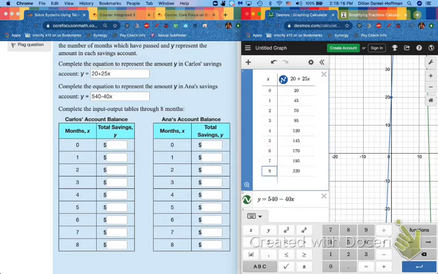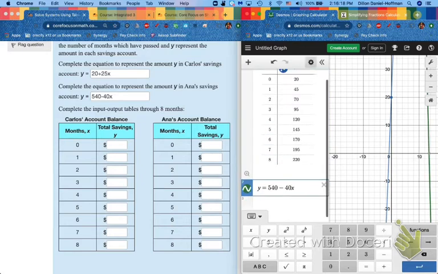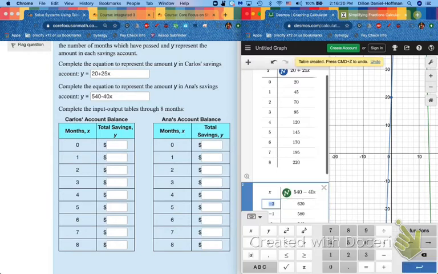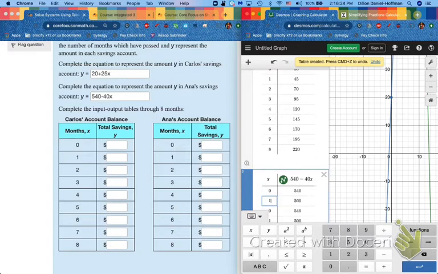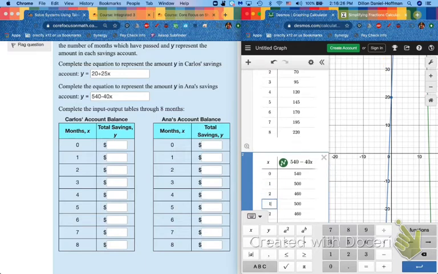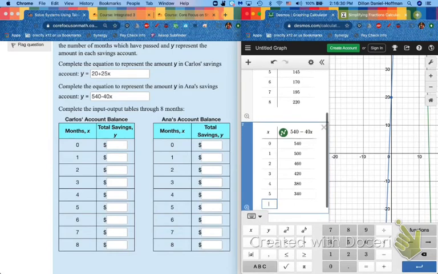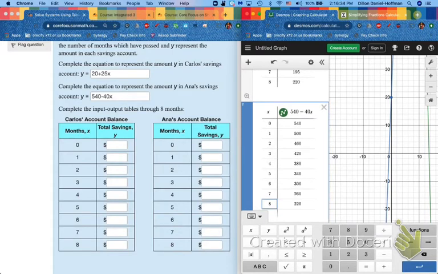Notice how it keeps adding rows. And then I'm going to do the same thing for this one. Table, start at 0, 0, 1, 2, 3, 4, 5, 6, 7, 8. And then we can just copy.